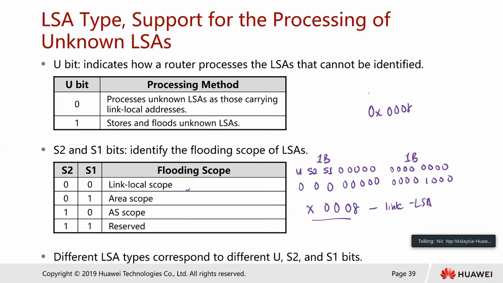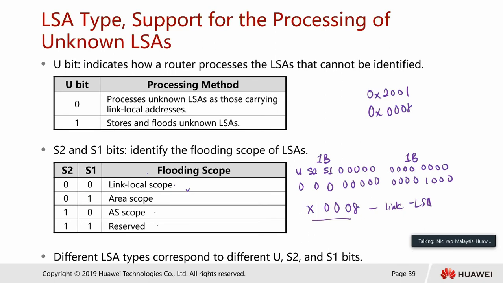0x0008. So they also have 0x2001, 2002, 2003. This number depends on how they are flooding this information: link-local scope, area scope within the AS, and also the reserved. So those are the 3 ways of sending.